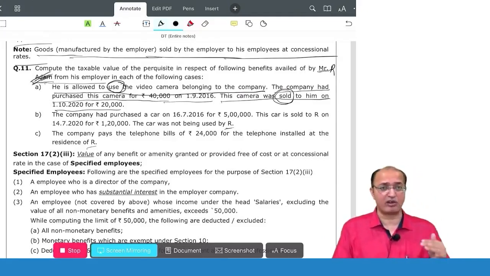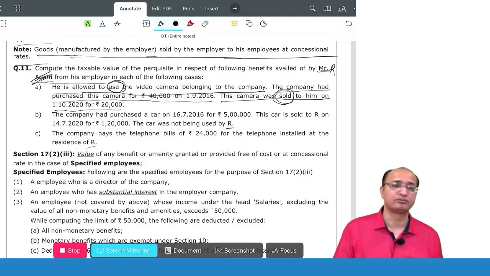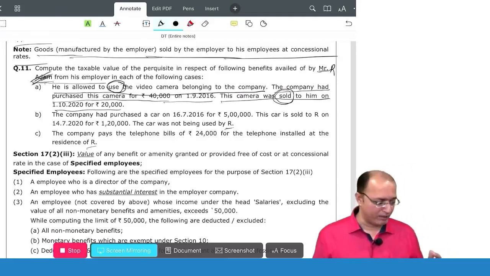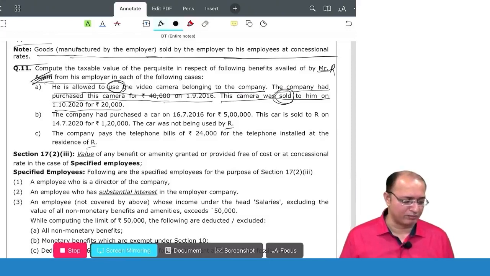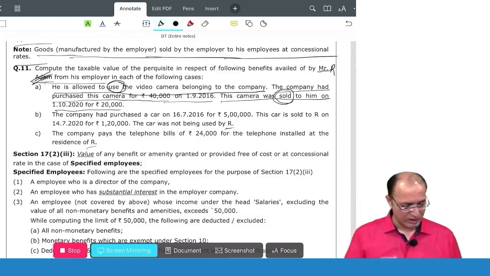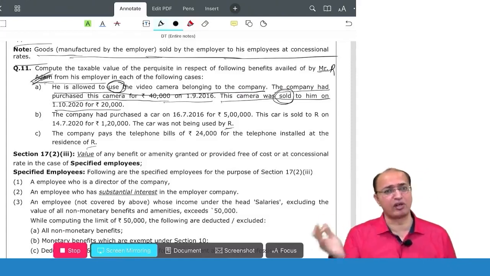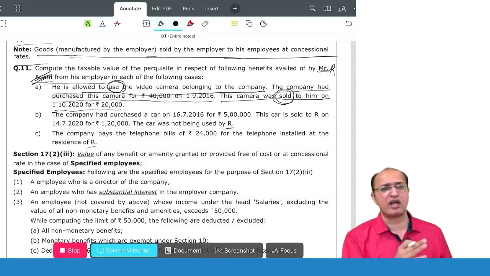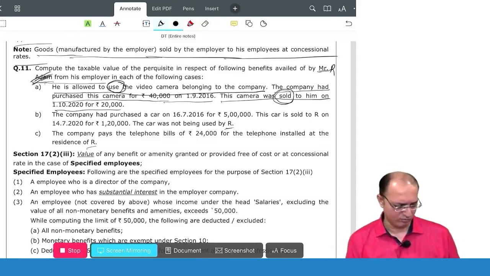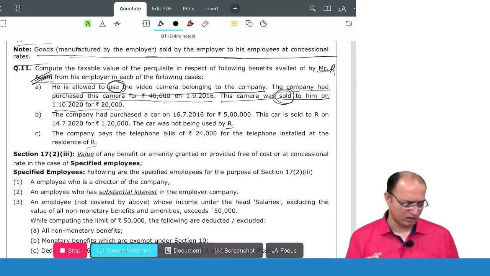In a year means we are talking about the previous year 2021. In the previous year 2021, the employee was using the video camera belonging to the company for how many months? Now on 1st October, this camera is sold to him, so up to 30th September, that camera belonged to the company and it was used by the employee. Yes or no? Are you all understanding?